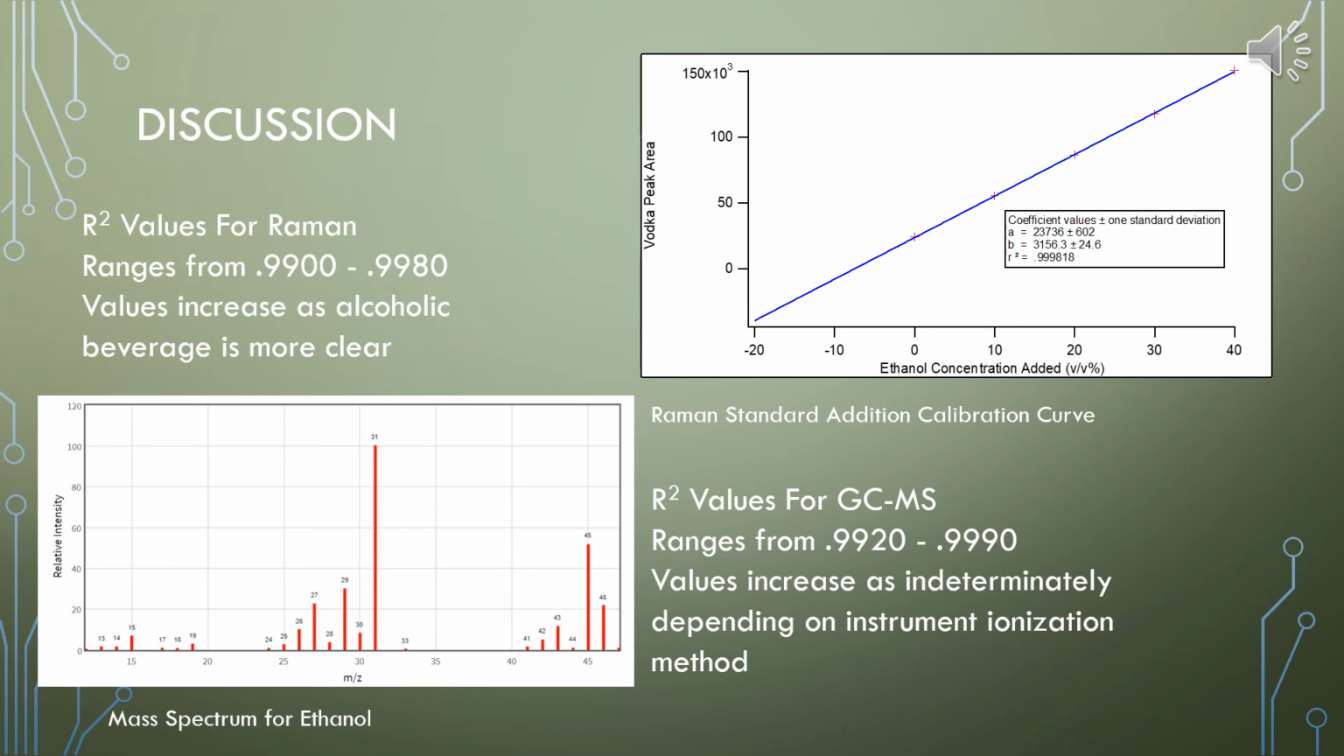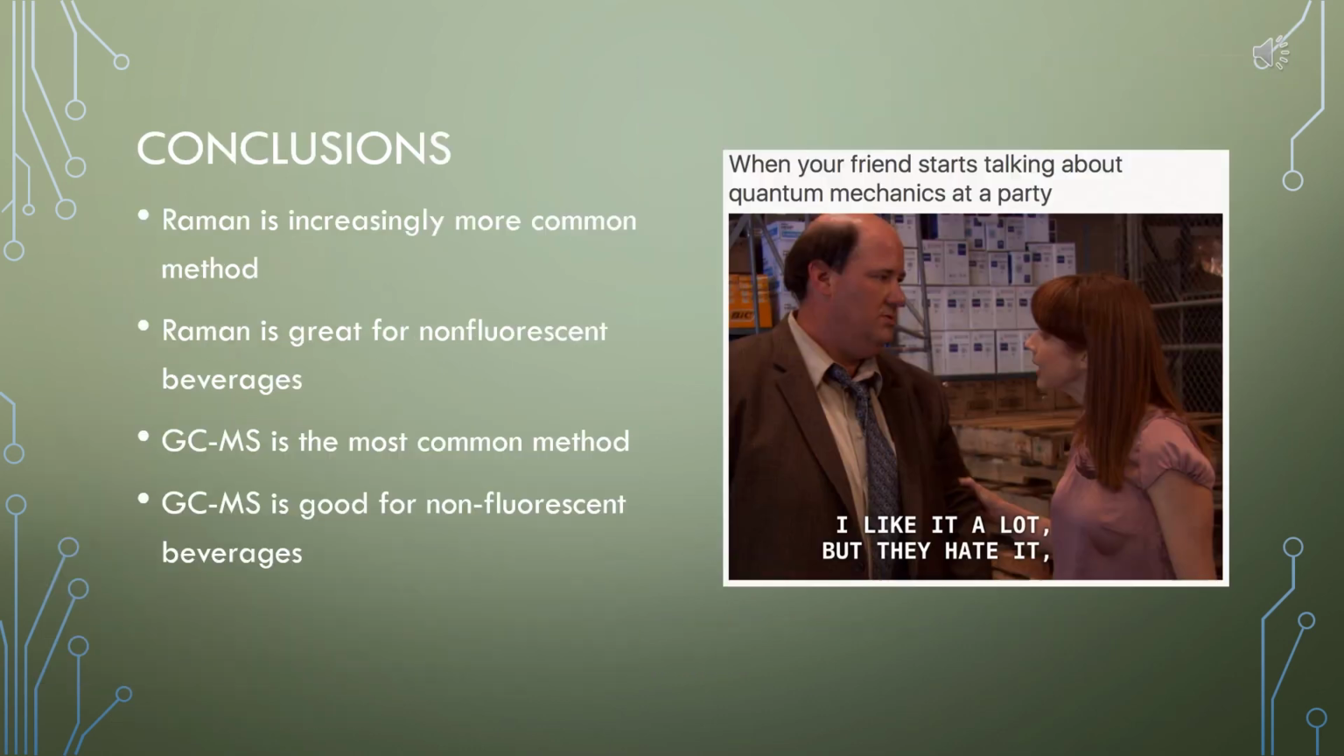GCMS is the most widely used technique due to its ability to measure almost any alcoholic beverage's ethanol concentration, and even for non-fluorescent alcoholic beverages, it still has a very high R-squared value, so it is very accurate. For fluorescent alcoholic mixtures, GCMS is the cheapest and most accurate technique.